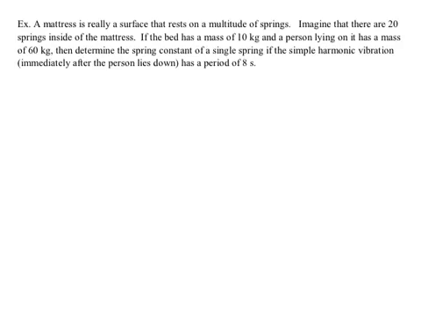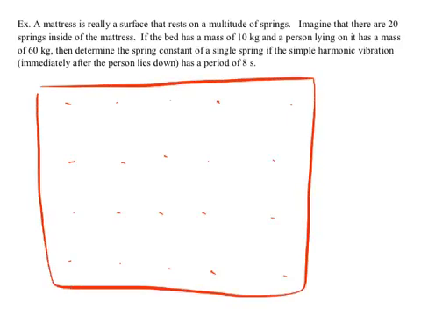Imagine that there are 20 springs inside of a mattress. So you might have a 4x5 arrangement of springs. It would look like this: 1, 2, 3, 4, 5, in four rows. Okay? Those are all the springs from a bird's eye view. There are 20 springs, and the springs are inside of the mattress like that. So you're looking down on the mattress right now.